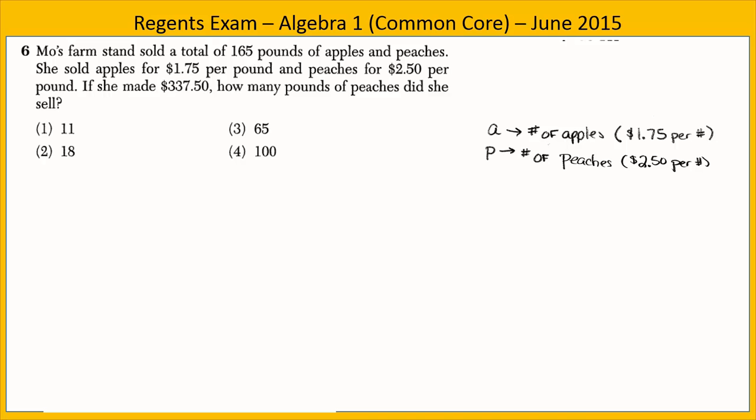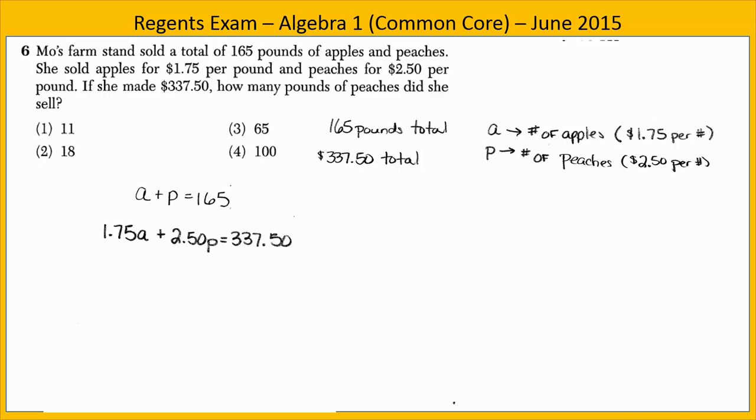Now let's take the information and see if we can write some equations. We had 165 pounds total and $337.50 in total sales. The number of apples plus the number of peaches, and by number I mean the number of pounds, was 165. So A plus P is 165. The total was $337.50, $1.75 per pound of apples, 1.75A, plus $2.50 per pound of peaches, 2.50P, equals $337.50.